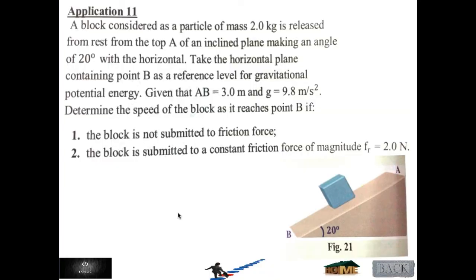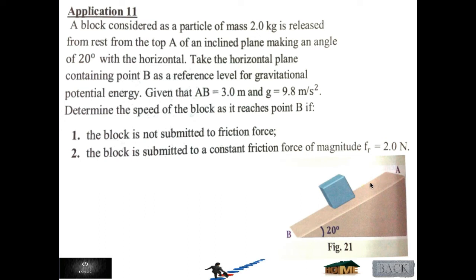Application. A block considered as a particle of mass 2 kg is released from rest from the top A of an inclined plane making an angle of 20 degrees with the horizontal. Take the horizontal plane containing point B as a reference level for gravitational potential energy. They gave us AB equal to 3 meters and gravity 9.8. Determine the speed of the block as it reaches point B if the block is not subjected to a friction force. That means we want to find the velocity of the block when it reaches B, and I have no friction.